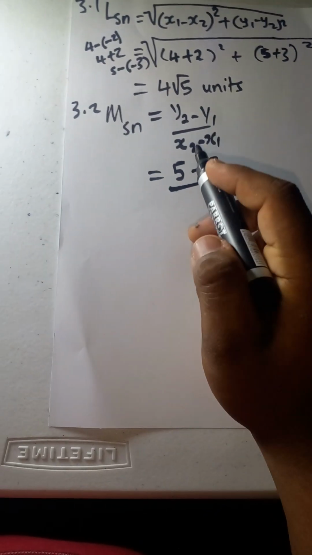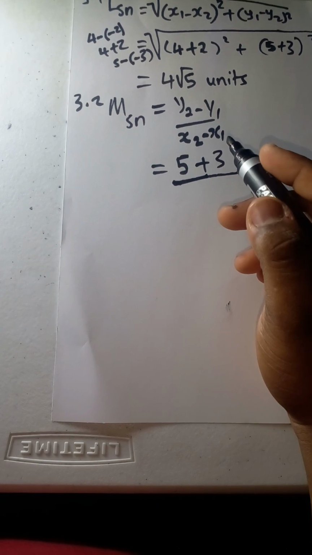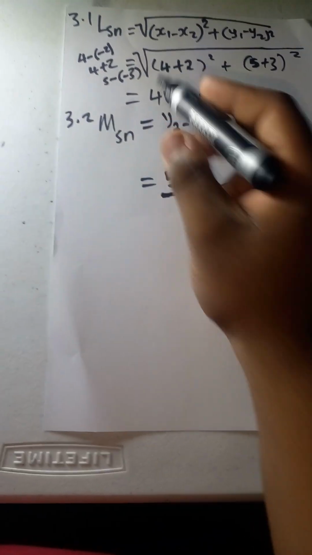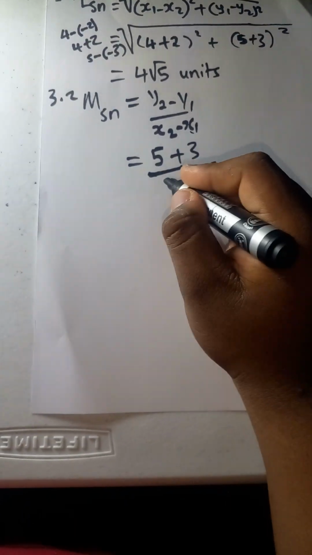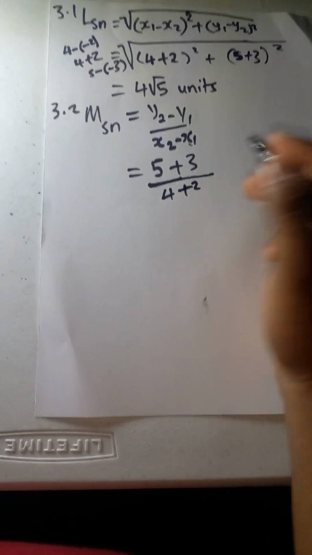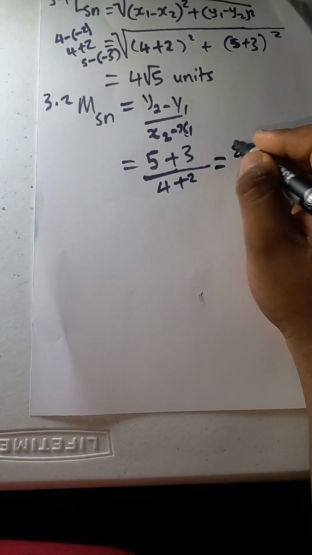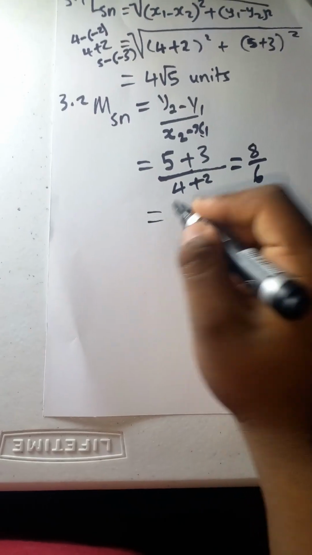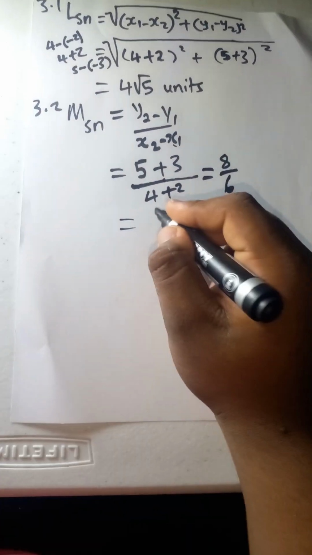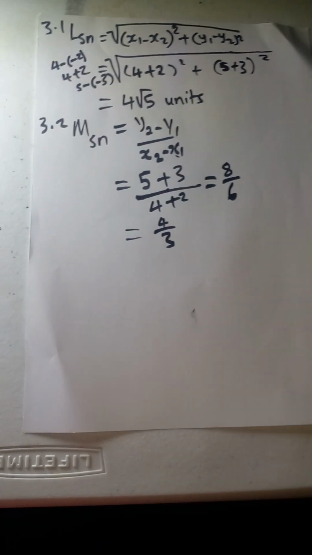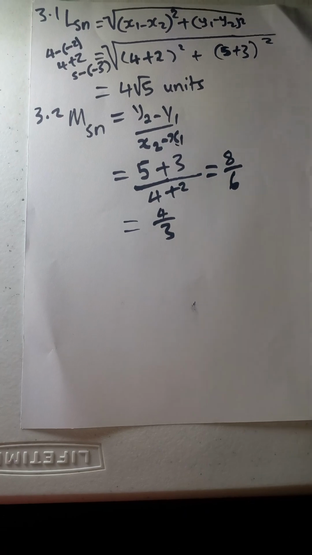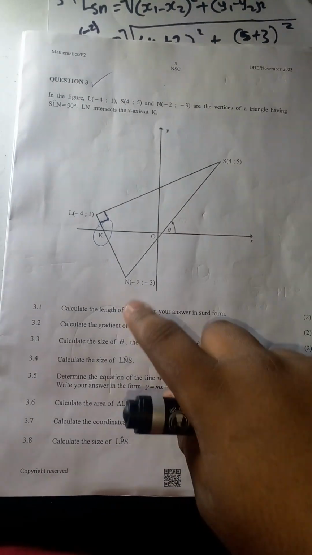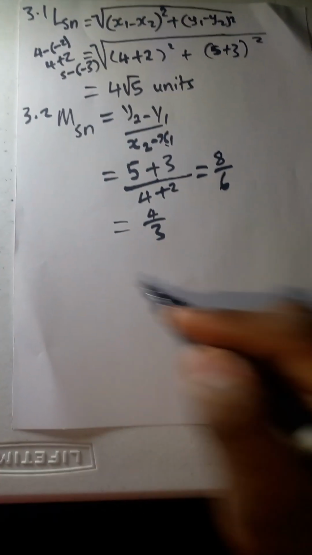what you call, now you're going to take the x values only, sorry. So it is the same thing, x2 minus x1. So now I have 4 plus 2. I can simplify it to 8 over 6, which means our gradient, when we simplify, is 4 over 3. That is the gradient. As you can see, 4 over 3 is a positive fraction, and SN is an increasing function.